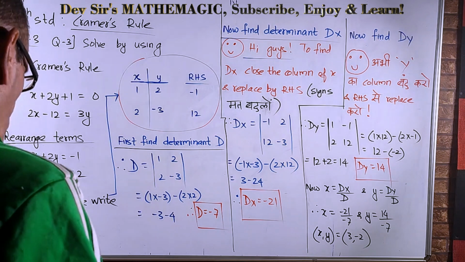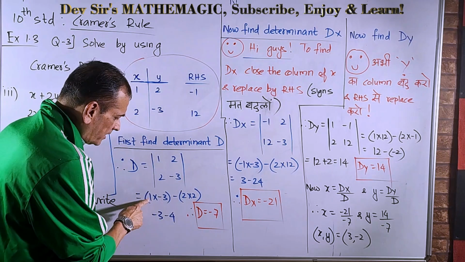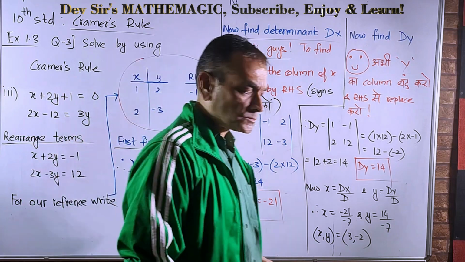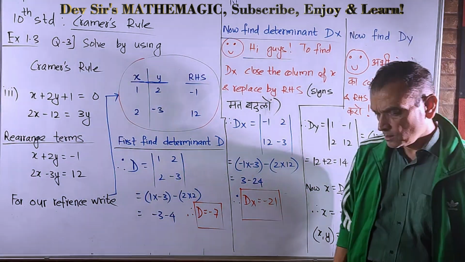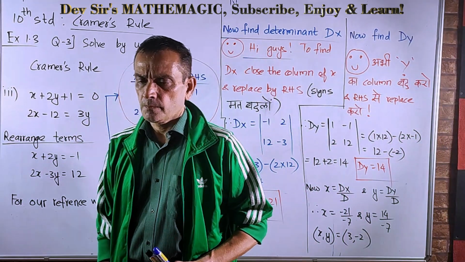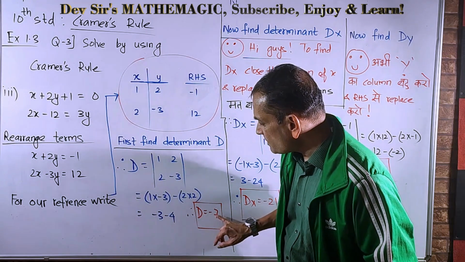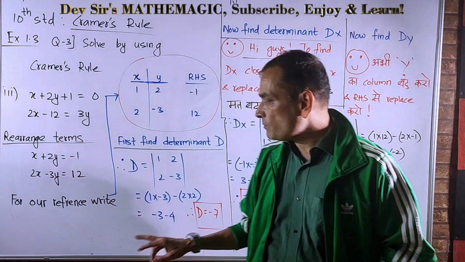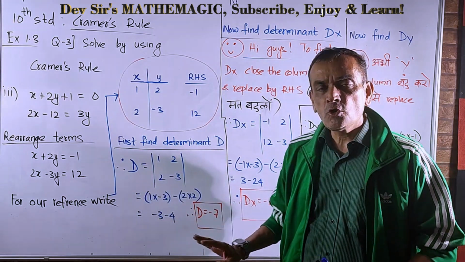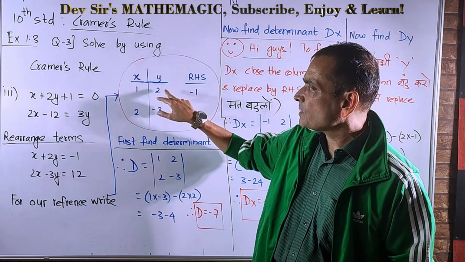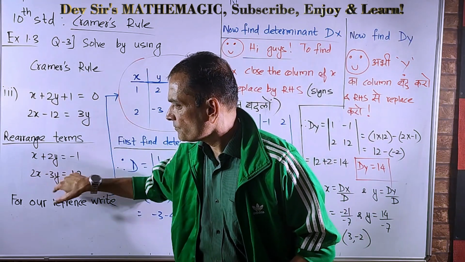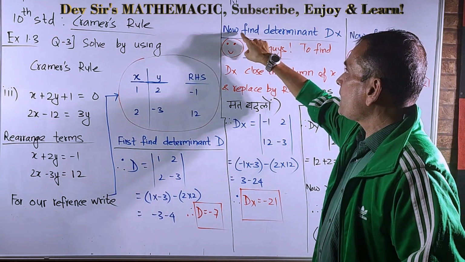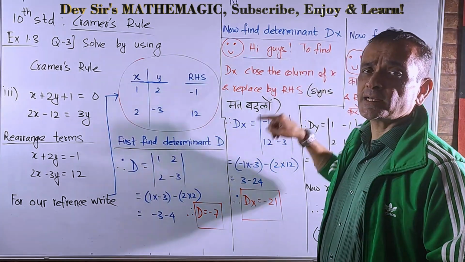Written? Check. 1 into minus 3 is minus 3, minus 2 into 2 is 4. Minus 3 minus 4 is minus 7. That is capital D. Capital D means the value of the determinant D. So how do you find the value of determinant D? By taking the 4 numbers on the left hand side. Simple? Clear? Okay.